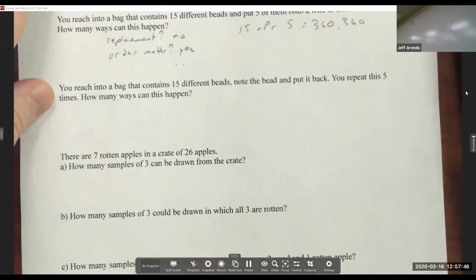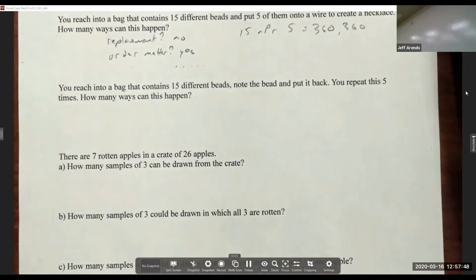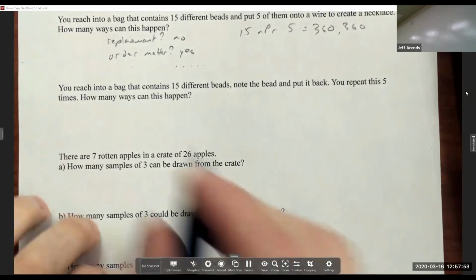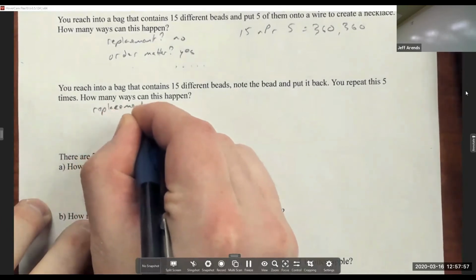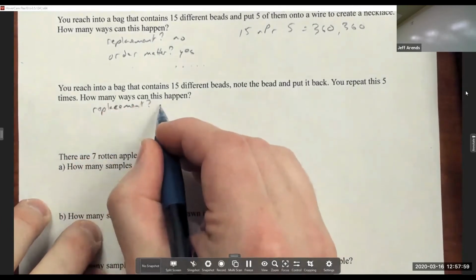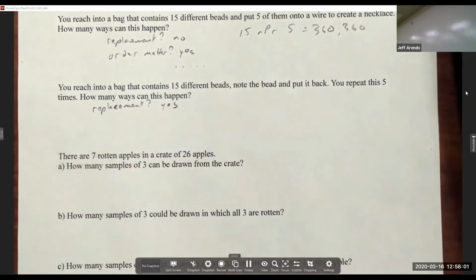You reach into a bag that contains 15 different beads, note the bead and put it back. You repeat this 5 times. How many ways can this happen? So, replacement. In this case, we're putting the bead back, so this is with replacement.